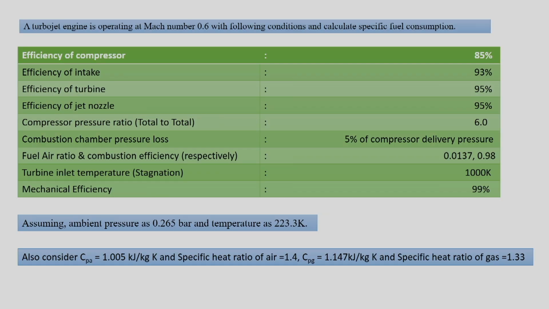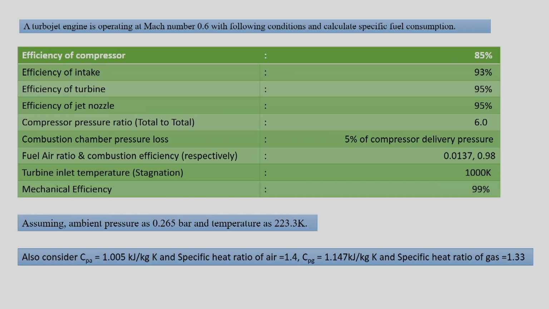So an example of a turbojet engine reads as: a turbojet engine is operating at Mach number 0.6 with the following conditions, and calculate the specific fuel consumption for this engine. Compressor efficiency is given as 85%. Intake efficiency is 93%, turbine efficiency is 95%, nozzle efficiency is 95%. Overall, our compressor pressure ratio is 6. Combustion chamber pressure loss is 5% of delivery pressure. Fuel air ratio and combustion efficiency are 0.0137 and 0.98 respectively.